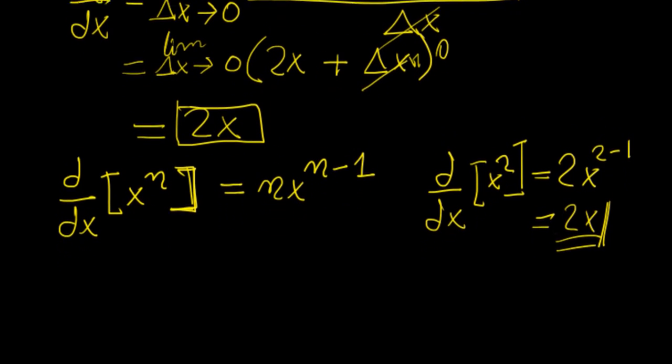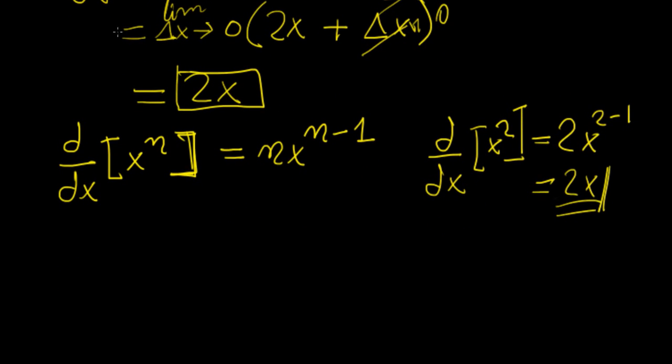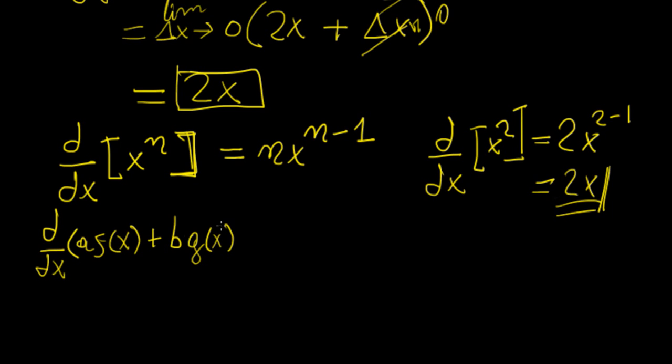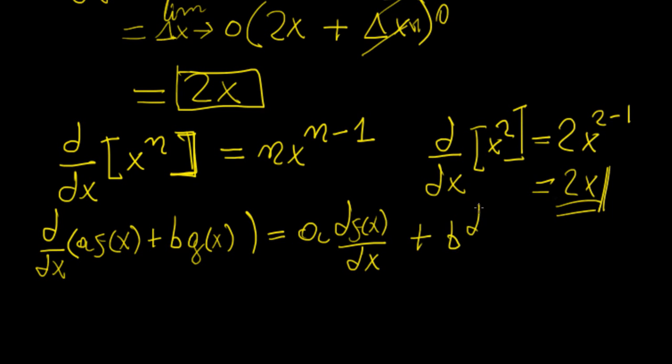And there are a whole bunch of other properties and really important formulas. So for example, this operator is linear, which means that for any number of functions, you can have a, a constant, times some function f of x, plus b, another constant, times some function g of x, and this is going to be equal to a times d of f of x over dx plus b times the derivative of the function g of x with respect to x.